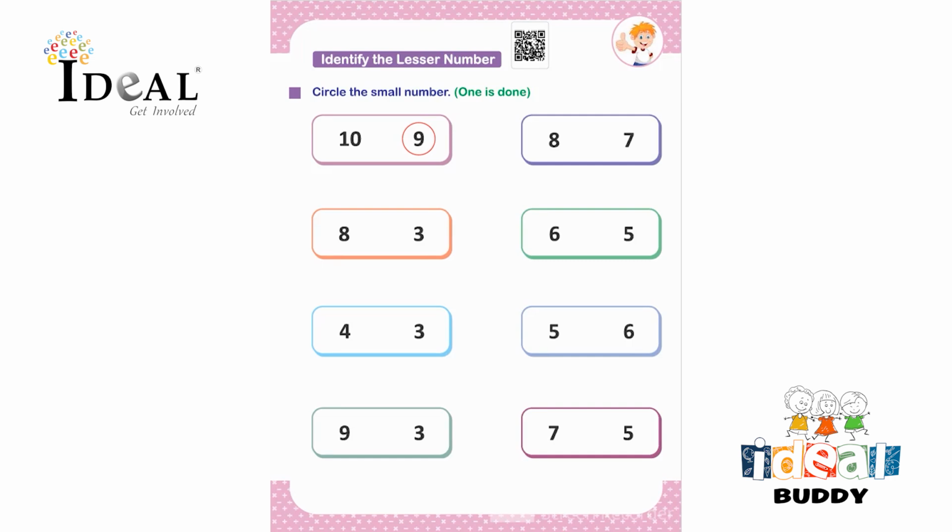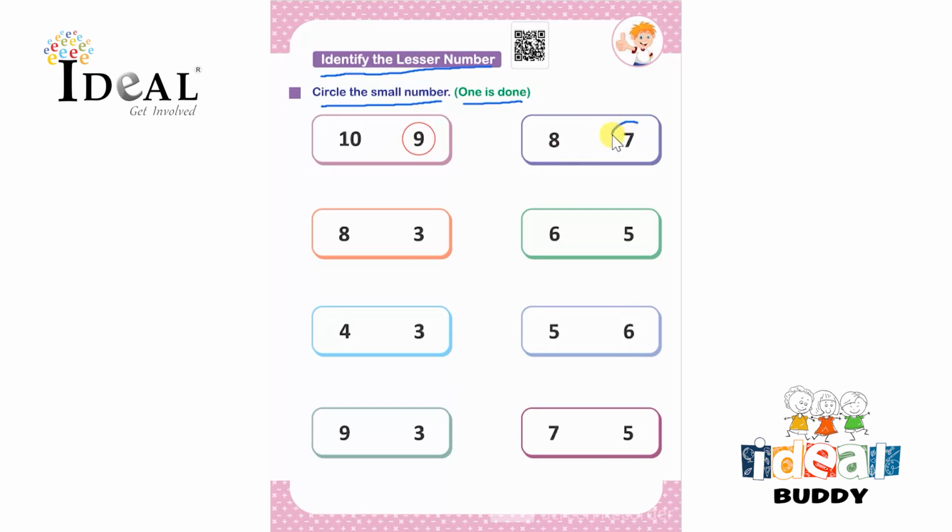Hello everyone. In this page, the child has to identify the lesser number. So here they have to circle the small number and 1 is done for them. So here it's 10 and 9. So 9 is smaller than 10. So 9 is encircled. Similarly over here it's 8 and 7.